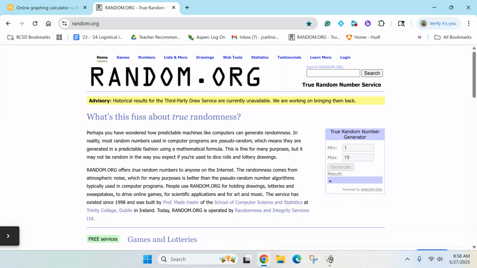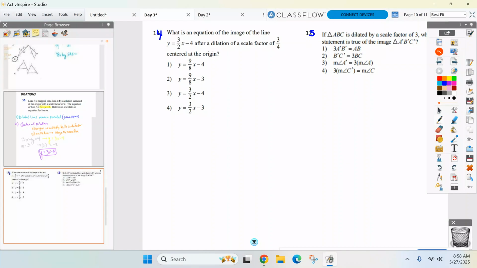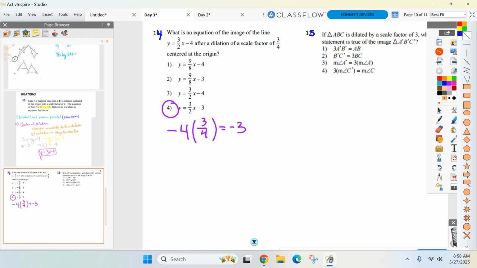And what are we thinking here for your choice when you're ready, Zoe? Choice 4. Slope stays the same. You take your old y-intercept, multiply by the scale factor, and that's where the -3 comes into play because I am around the origin. All right, anything there now? All right, let's roll to 15.